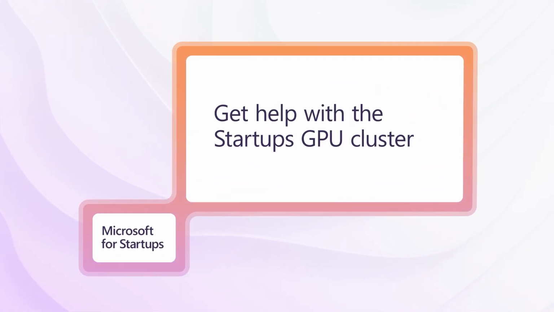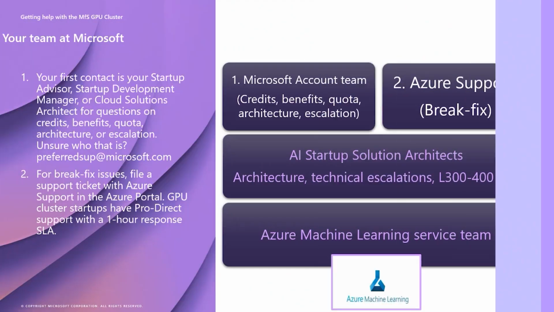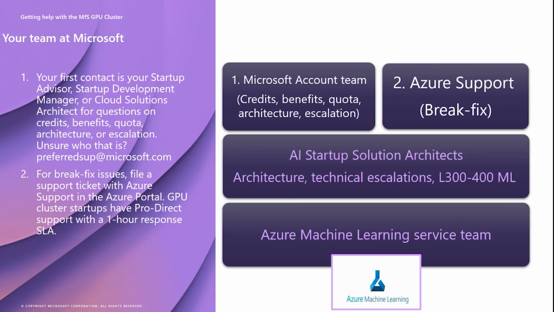In this video, we will cover how to get help with the Microsoft for Startups dedicated GPU cluster. For help with the GPU cluster, your first contact should be your dedicated startup advisor, startup development manager, or cloud solutions architect. They can assist you with any questions on credits, benefits, quota and capacity planning, architecture, as well as with help in facilitating technical escalation to the AI startup solution architects into Azure Machine Learning as needed to best support you. If you haven't engaged with them yet, please reach out to preferredsup@microsoft.com with your query to get connected.